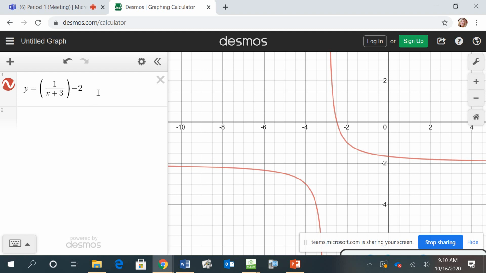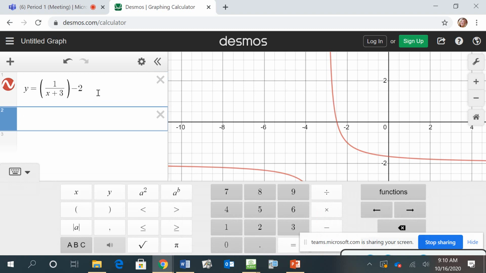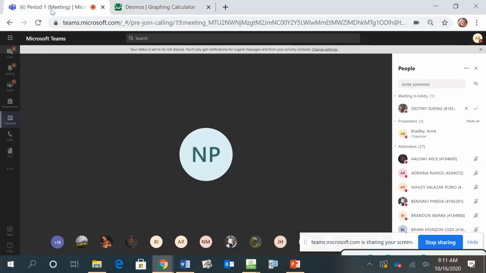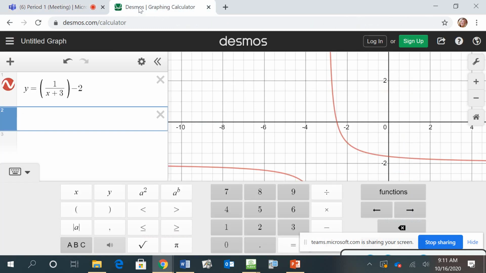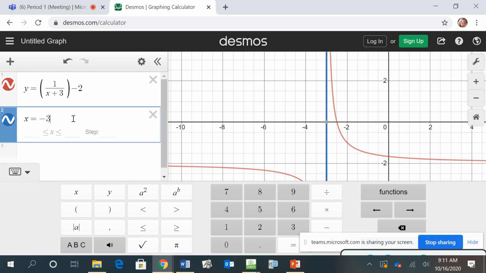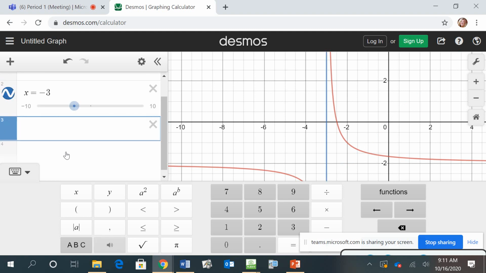Asymptotes are invisible. So when we put them on a graph, they help us to be able to analyze a graph. They're not visible on a graphing calculator. They're not visible in Desmos, and the reason for that is because they're not technically part of the graph. So as I said, we had a vertical asymptote at x equals -3. And we had a horizontal asymptote at y equals -2.